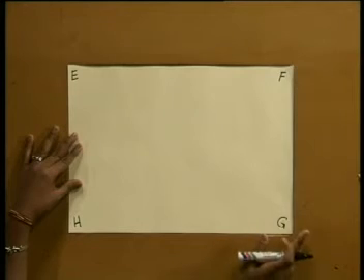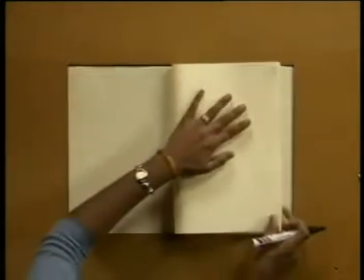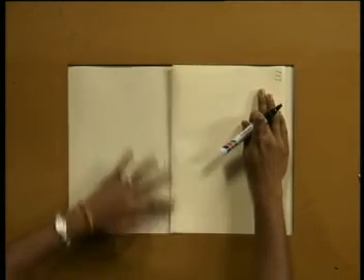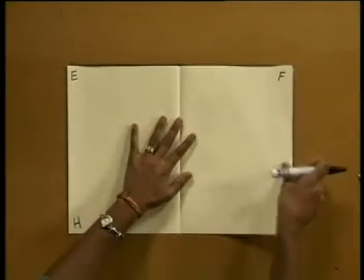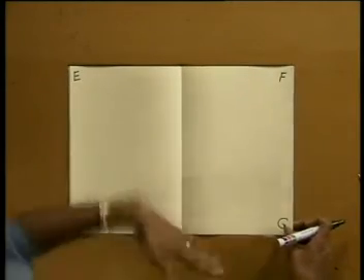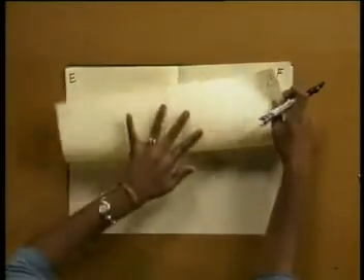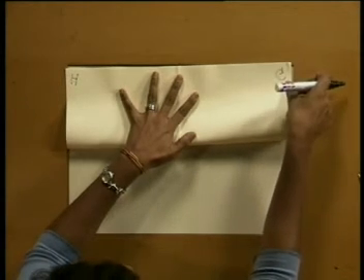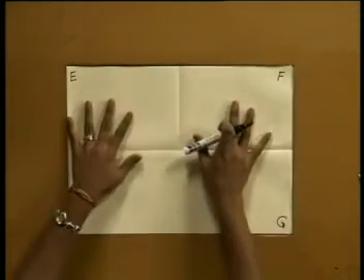We start off by folding EH onto FG. Like this. Make sure that your sides are aligned and do the fold. Then we fold HG onto EF. Alright, just be careful to get the sides aligned. So we find that we end up with two lines of symmetry.